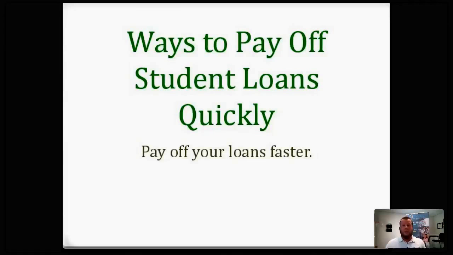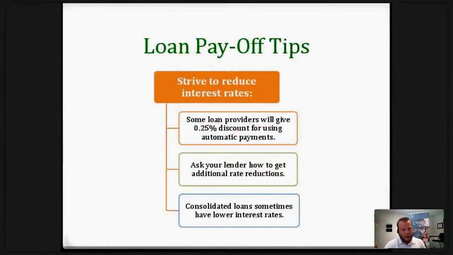So once again, you want to be proactive and understand that once you've completed rehabilitation, we want to be proactive at that time to immediately submit into one of the repayment plans available. Now that you're out of default, you qualify for those repayment plans. So now we've got ways to pay off student loans quickly.